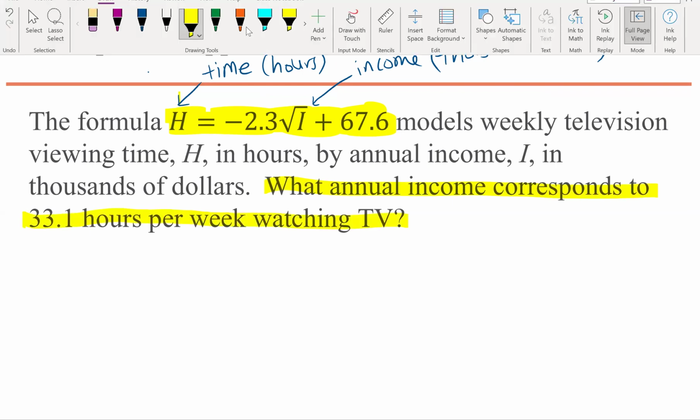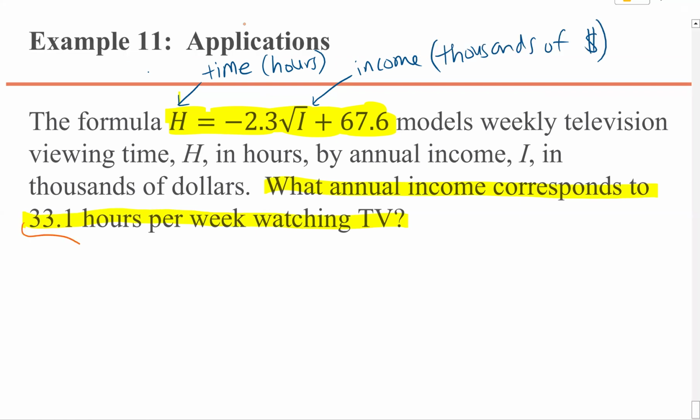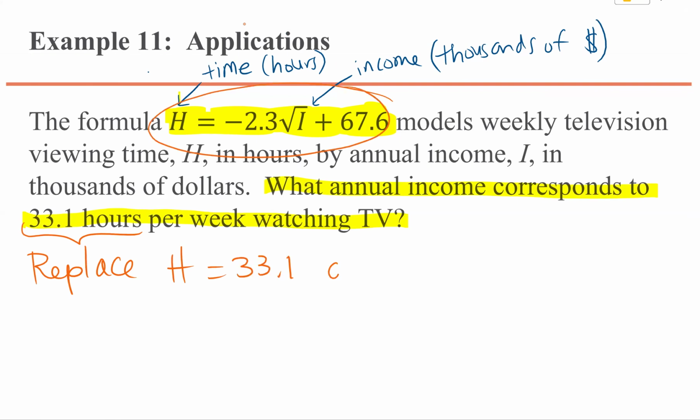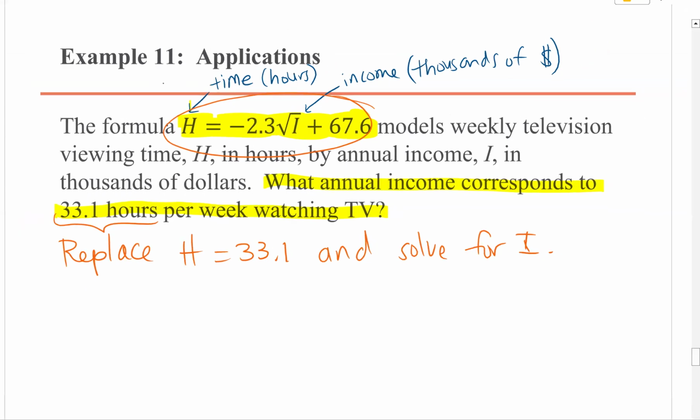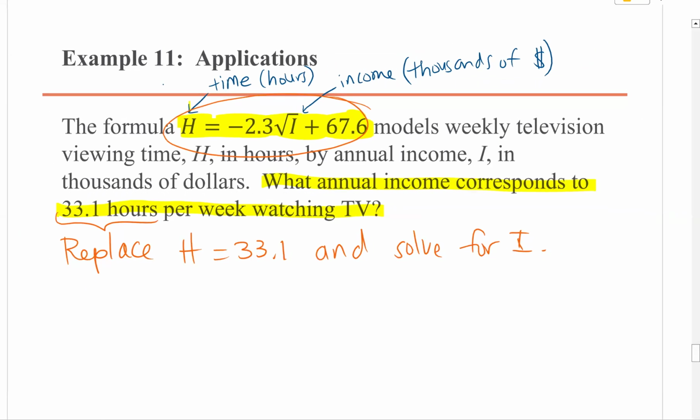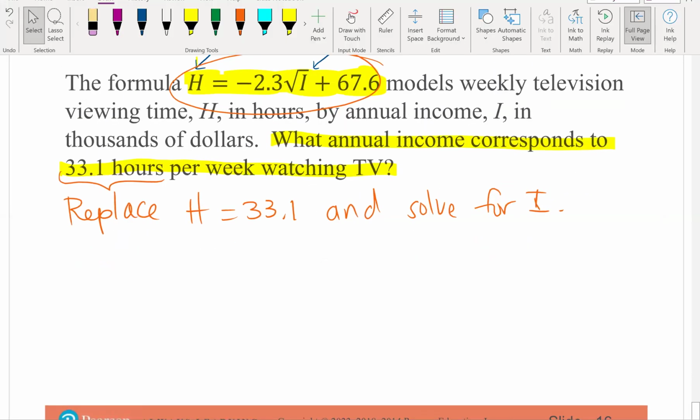That's H. So I'm going to replace H with 33.1 in this formula and solve for I. And that should tell me the income. So if this is how many hours of television someone watches in a week, then this should predict their income. That's interesting, huh? Who studies this stuff? It's so random.